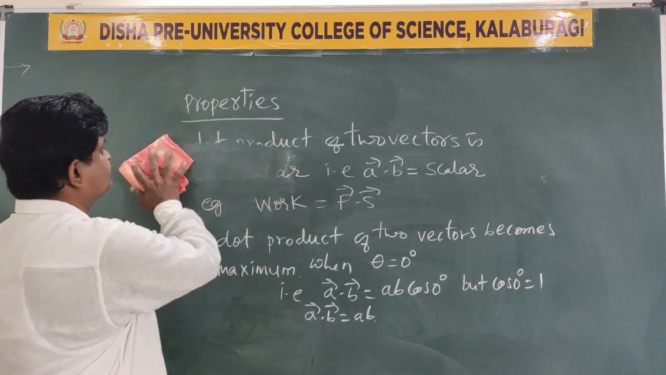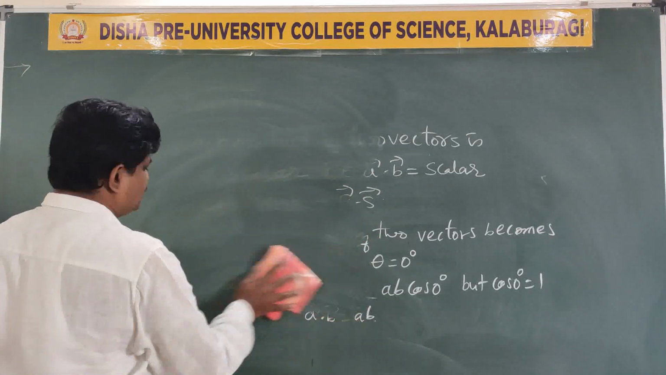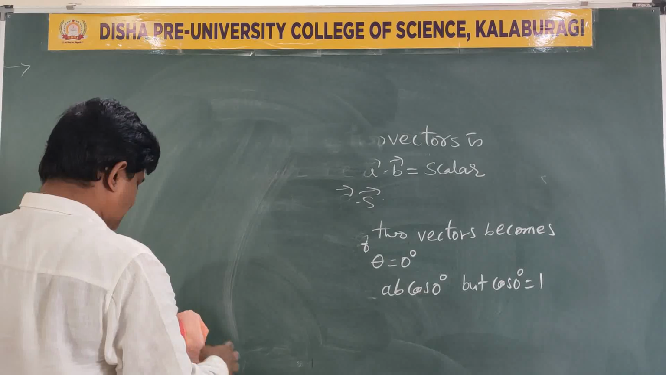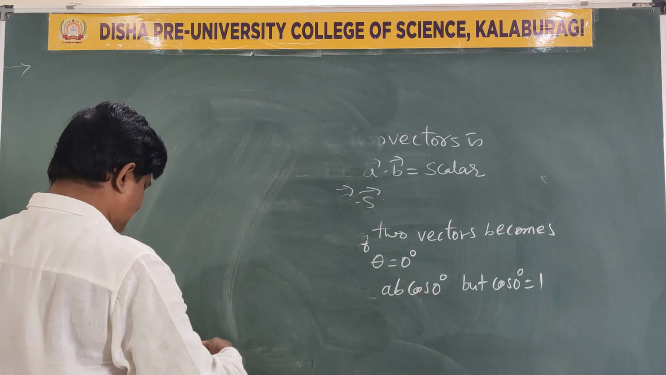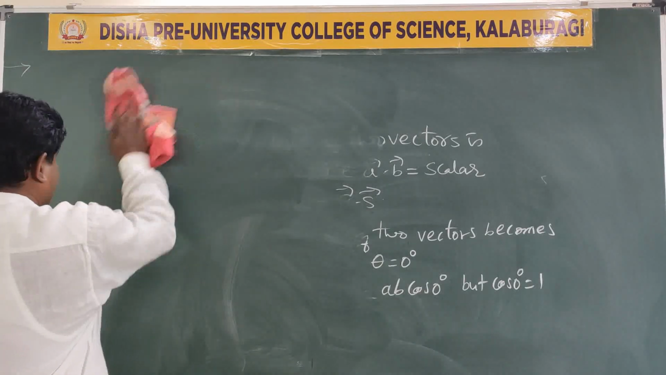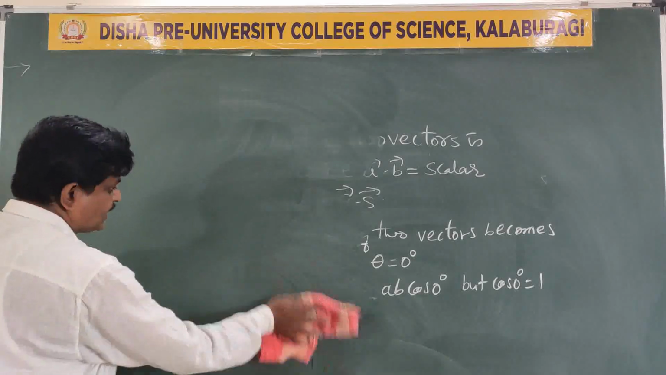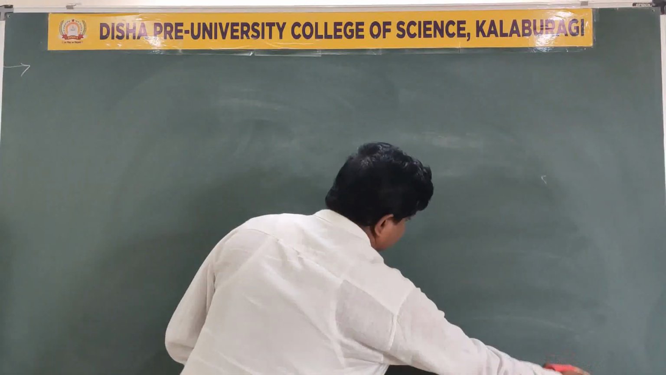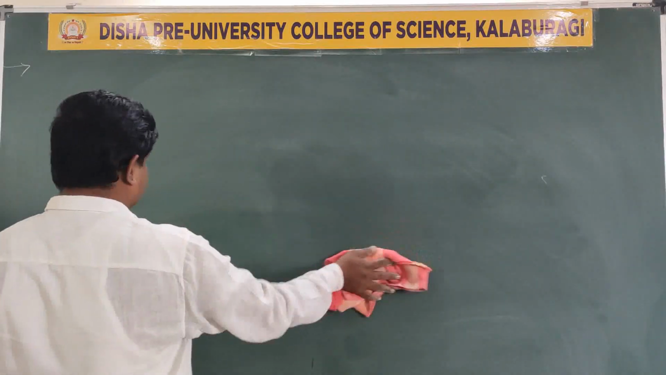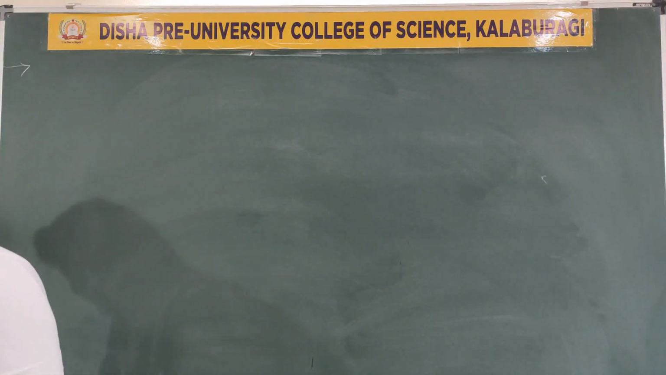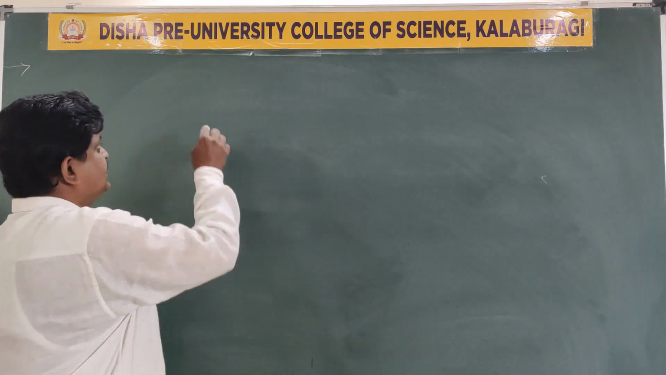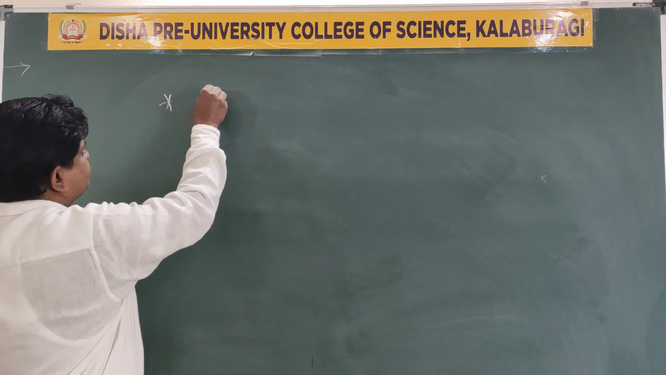Next. We have seen two properties. First one, the dot product of two vectors is a scalar. Second one, when two vectors act in the same direction, then their dot product is going to be maximum. Next. What happens to the dot product if the two vectors act perpendicular to each other? Let us see in the next problem.